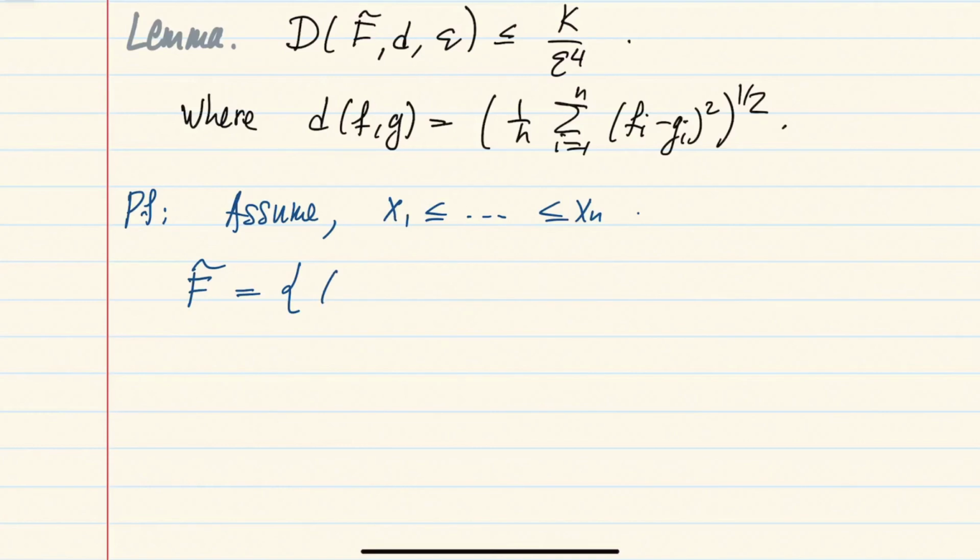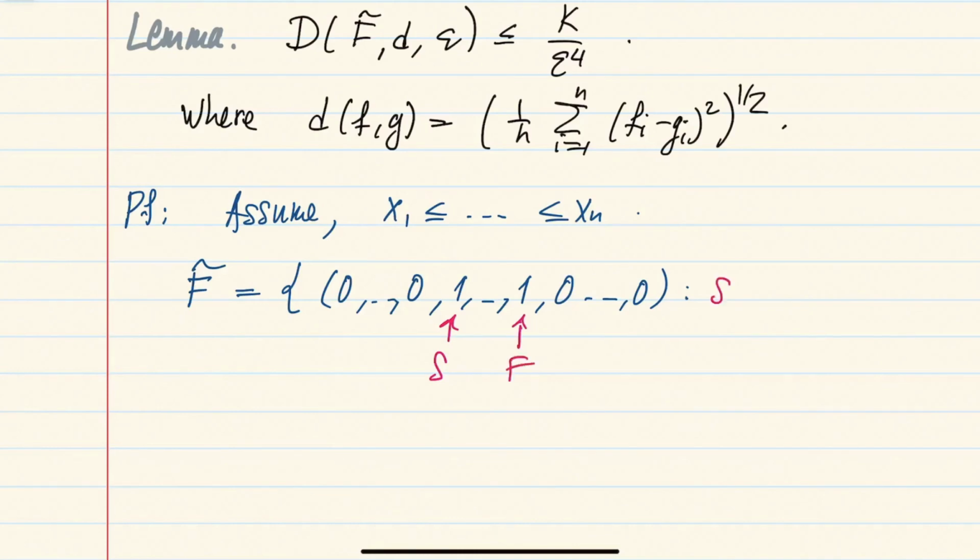So it will be vectors of the form: some zeros until x_i is greater than s, then there will be ones until you cross t, and then there will be zeros after. So our set of vectors will be anything of this form, where we denote the starting index by s and the last index by f, where this starting point and finish point is anything between 1 and n.